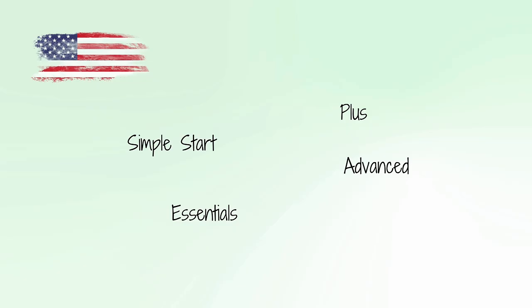Now, the pricing plans. The Canadian plans are Easy Start, Essentials, and Plus. The US plans are Simple Start, Essentials, Plus, and Advanced. The US tends to offer more frequent discounts, while the Canadian tiers are a lot simpler, and their prices tend to stay the same.